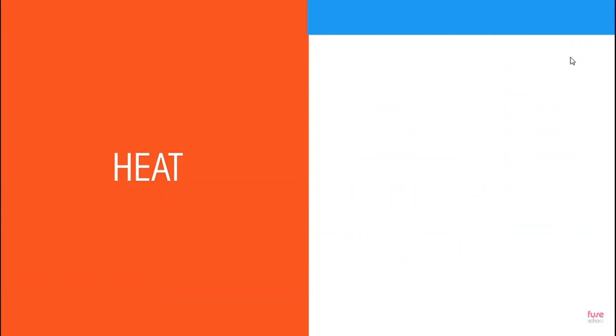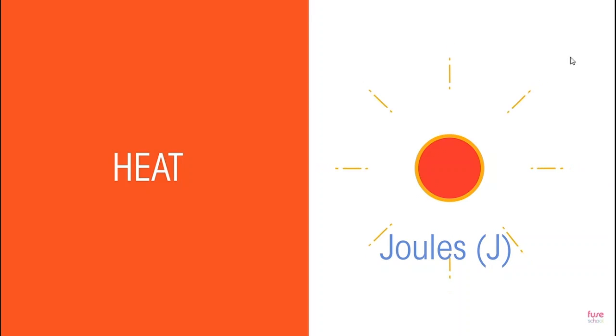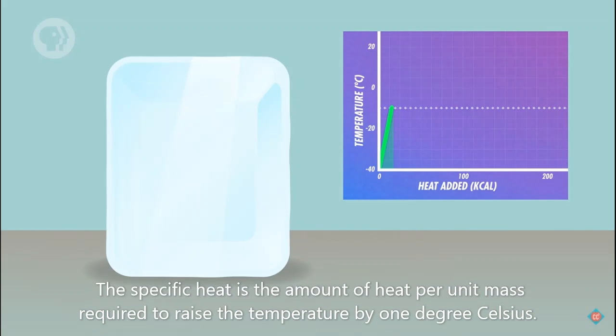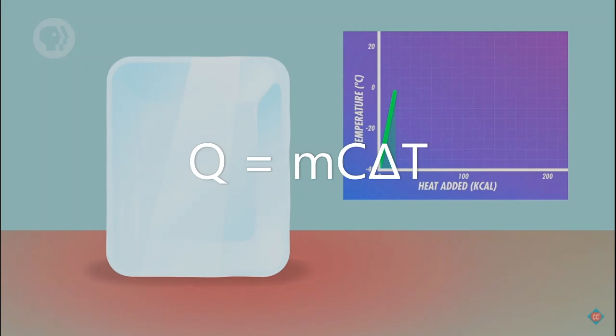Heat may be defined as the energy in transit from a high temperature object to a lower temperature object. Heat is expressed in joules, and 1 calorie is equal to 4.186 joules. Now that we know this, we can continue with the rest. The specific heat is the amount of heat per unit mass required to raise the temperature by 1 degree Celsius, and it is represented with this formula.